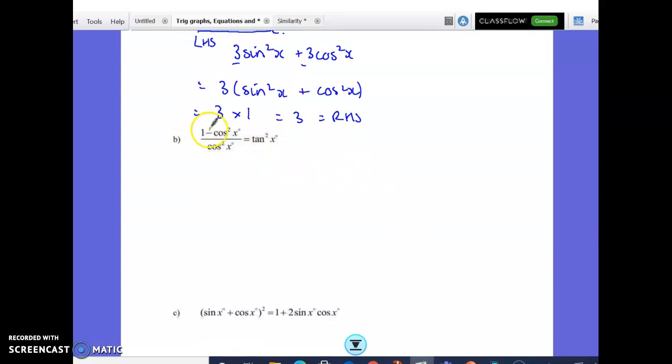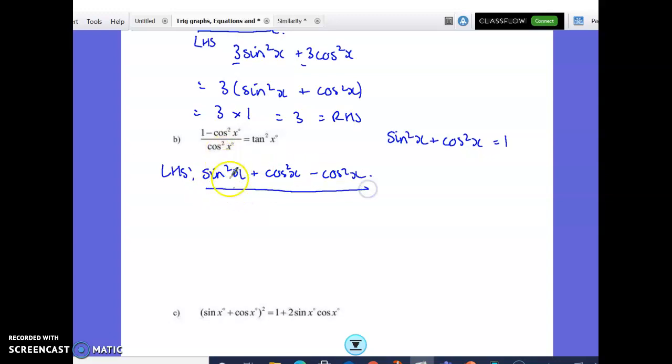The next one, I've got 1 minus cos squared x over cos squared x equals tan squared x. That 1 here, I know that sine squared x plus cos squared x is equal to 1. So whenever I see that 1, I'm going to replace it with sine squared x plus cos squared x. I should have said at the beginning here, I'm just looking at the left-hand side just now. So sine squared x plus cos squared x minus cos squared x, which is just my top line with 1 replaced with sine squared x plus cos squared x, all over cos squared x.